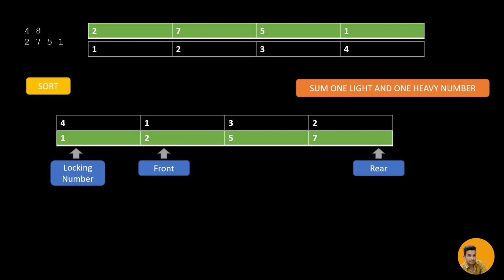And again we have front and rear pointers, the locking number pointer, the front pointer and the rear pointer. If these sums don't equal the target, we will keep on applying the sum of two values in this section. If front exceeds the rear or becomes equal to the rear pointer, we will increase the locking number. So this was too much wording. Let's directly see it completely with an example.